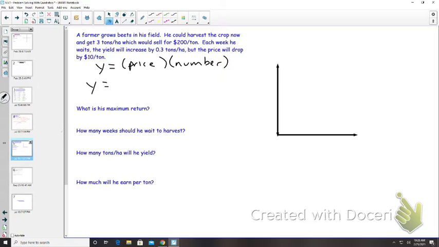What is our price and how much is it changing by? The price is 200, and what is it changing by?